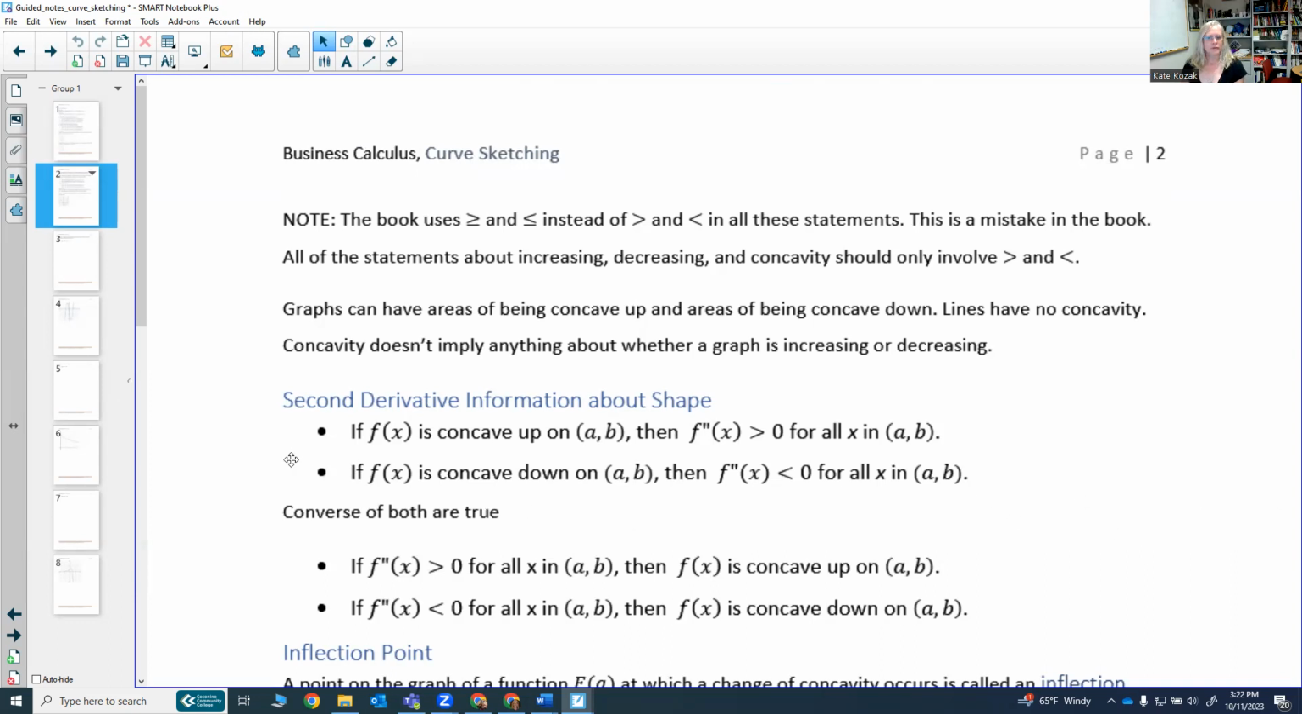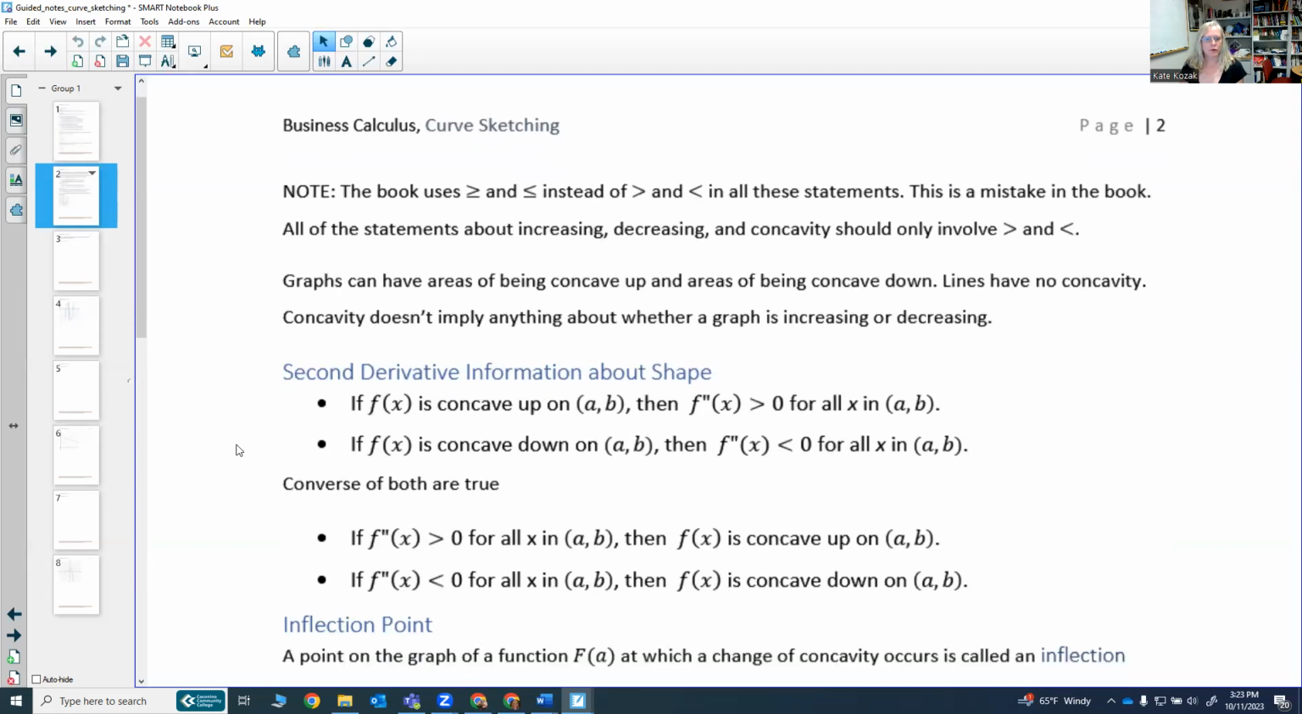The second derivative information about the shape. If f of x is concave up on (a, b), then the second derivative of f of x is greater than 0 for all x in (a, b). And if f of x is concave down on (a, b), then the second derivative of f is less than 0 for all x in (a, b). The converse of both are true.